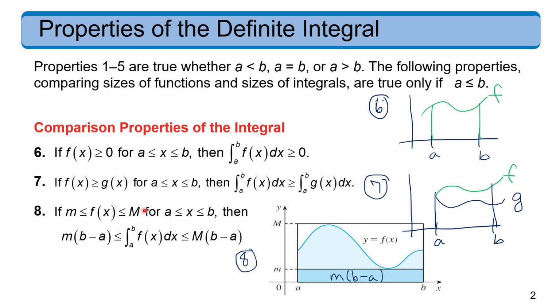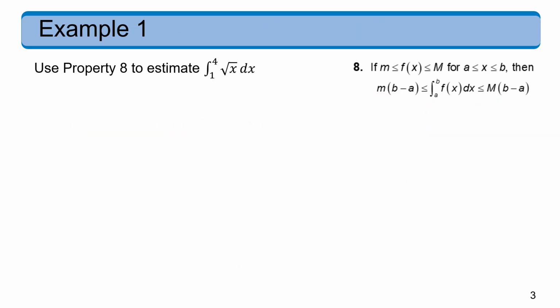If you're not able to find the exact value of the integral of f, you could use this property to find a lower and an upper bound for that integral. We're asked to use property 8 that I copied over on the right to estimate the integral shown here. So the function that we're integrating, right, that's called the integrand, is the square root of x.